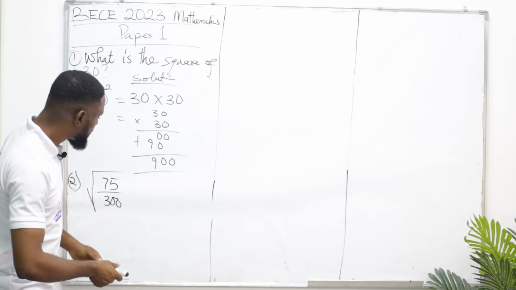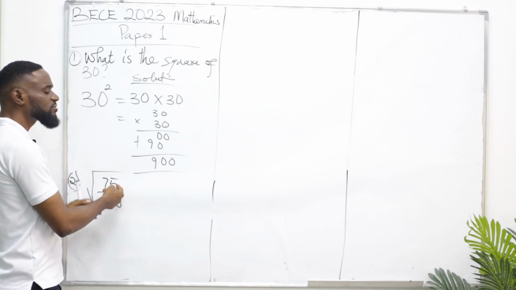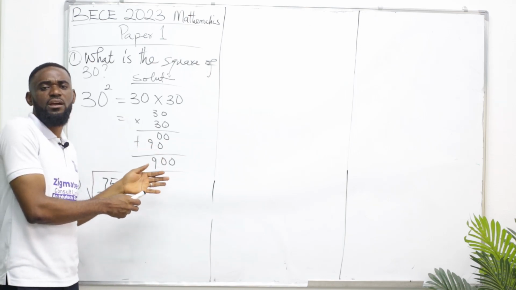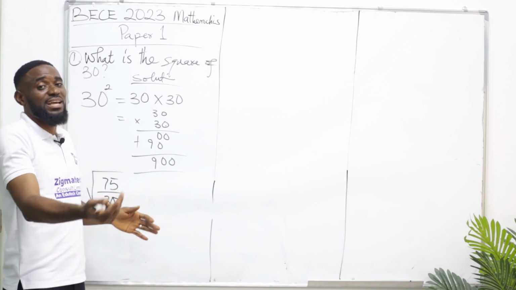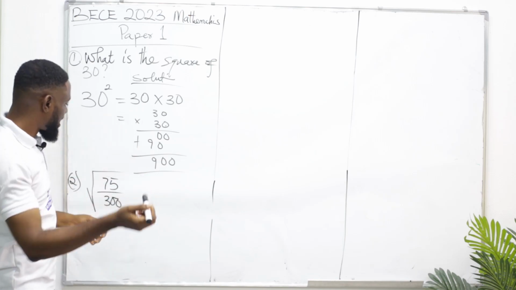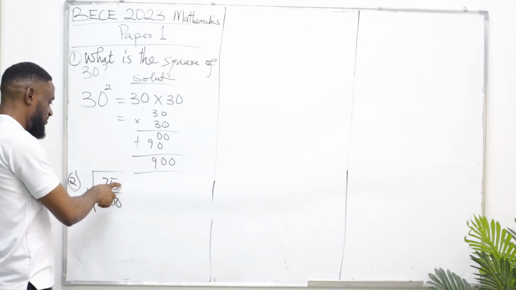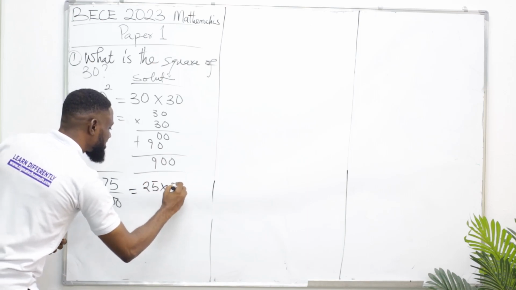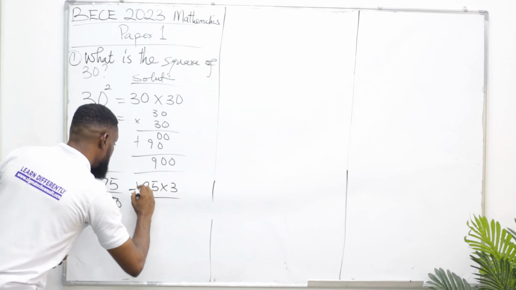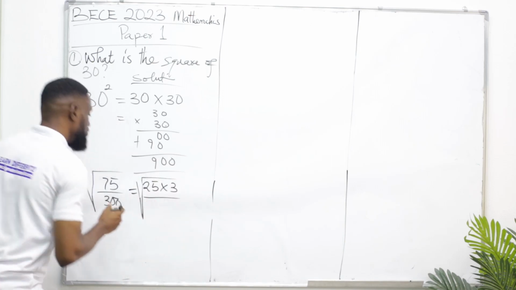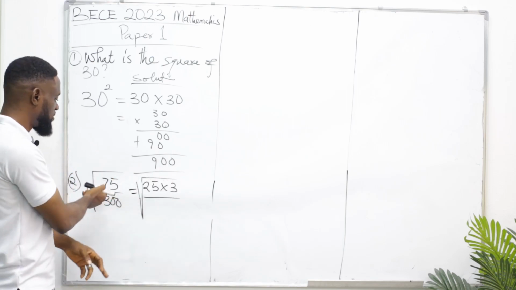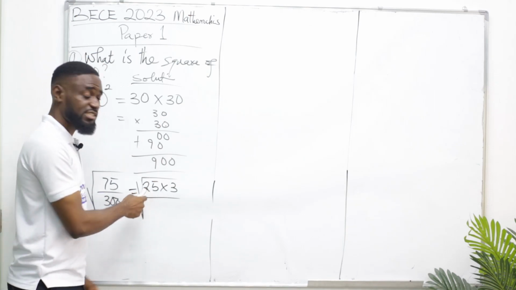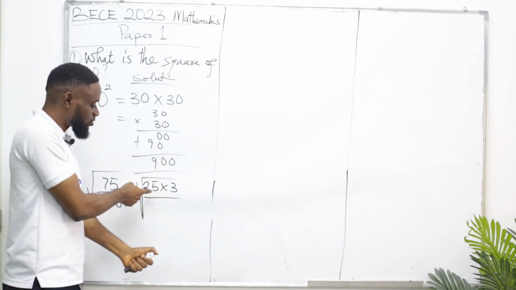What we can do is simply expand 75 such that part of it is a perfect square and the other part, when multiplied by that perfect square, gives 75. For example, if we look at 75, we know that 25 times 3 will give us 75. Hope you know that it is still under the square root. So 25 times 3 gives us 75. What I'm saying is that, because 25 is a perfect square, let's introduce the perfect square 25.